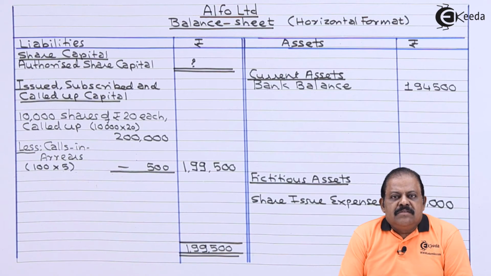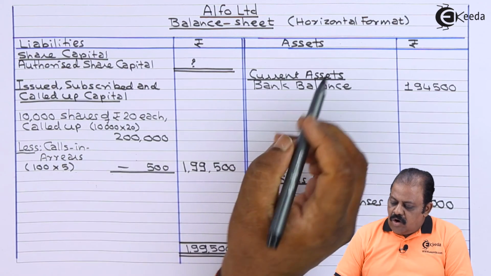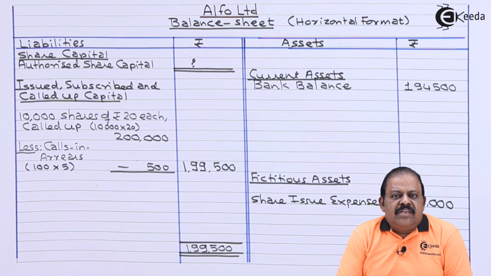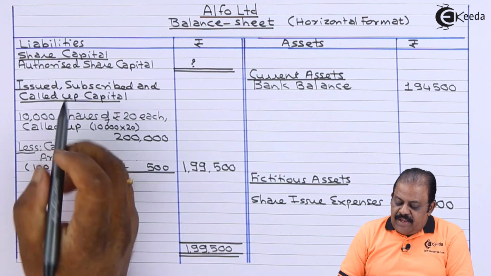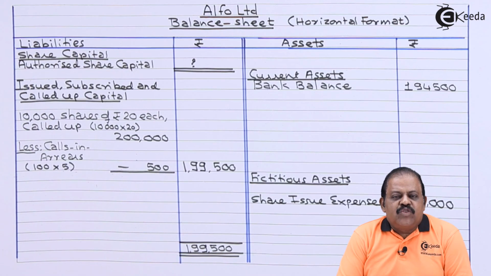As per the new company law, the Companies Act 2013, the format of the balance sheet has been changed. This is the horizontal format as given in textbooks. But in reality, companies are now required to prepare the balance sheet as given in Schedule 3, that is in vertical format, where the first heading we have is equity and liabilities. Under the equity and liabilities heading, we have share capital, that is owner's fund.